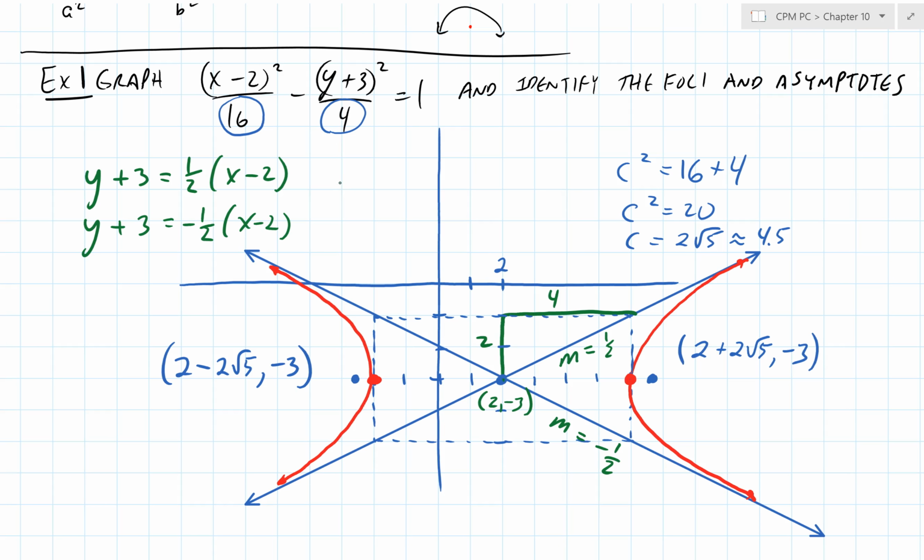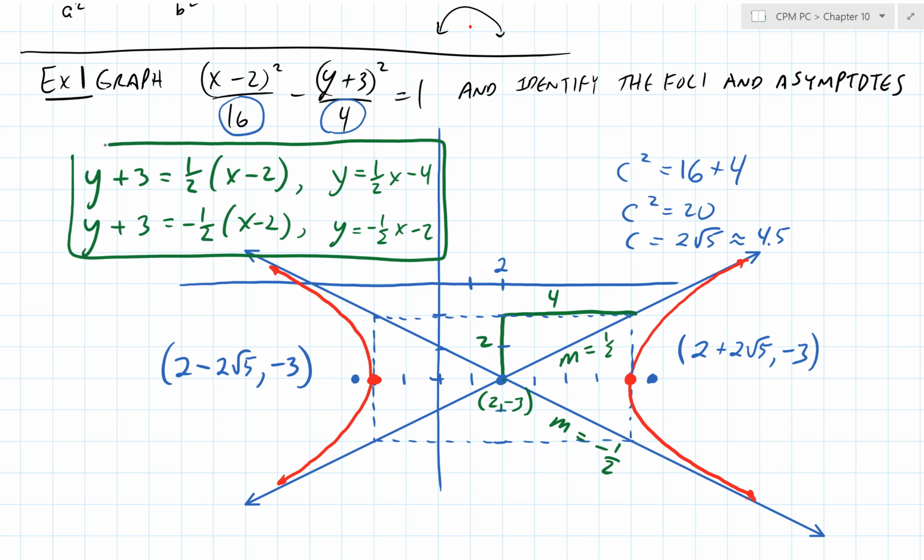If you prefer, you can always write those in slope-intercept form, but it's not required. This first one would be y equals 1/2 x minus 4, and the second one would be y equals -1/2 x minus 2. So either the point-slope form or slope-intercept form is fine. Okay, any questions on that one?